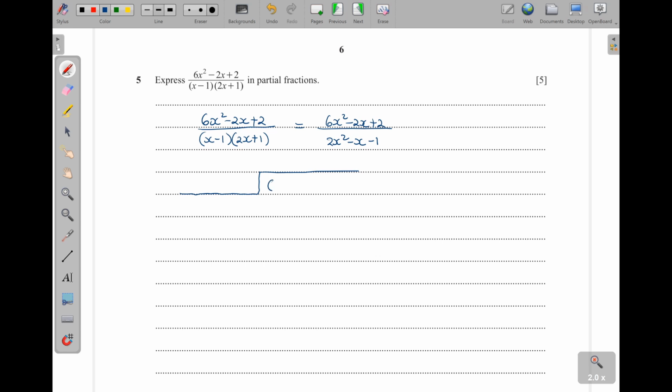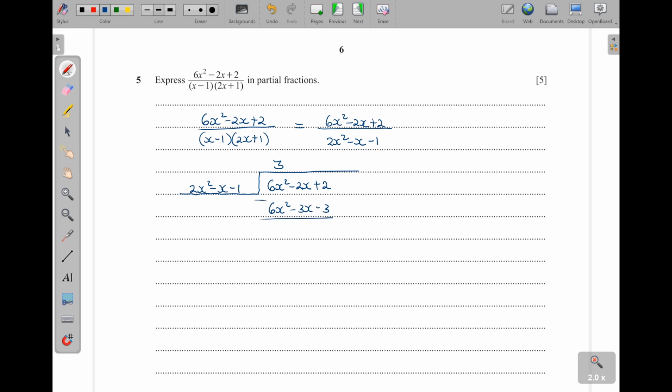So we are going to have 6x squared here, the dividend, then minus 2x plus 2. Then here we have 2x squared minus x minus 1. So 6x squared divided by 2x squared. You just divide the first with the first, the rest you multiply. Here we shall get a 3. Then all of this times the 3. So what do we get? We get 6x squared minus 3x minus 3.